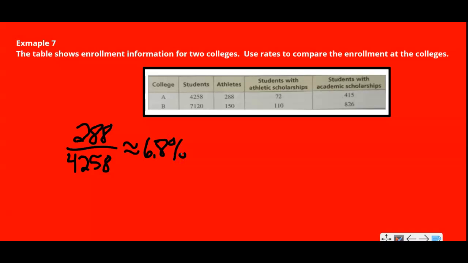If we do the same thing for College B, we want to know how many athletes out of the total number of students. So let's say 150 athletes out of the 7,120 total students. If we divide 150 by 7,120, we get 2.1%. So we can conclude that there are more athletes per student in College A than in College B.